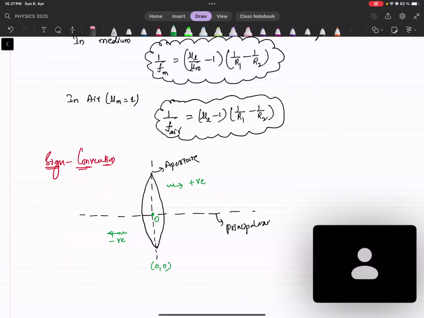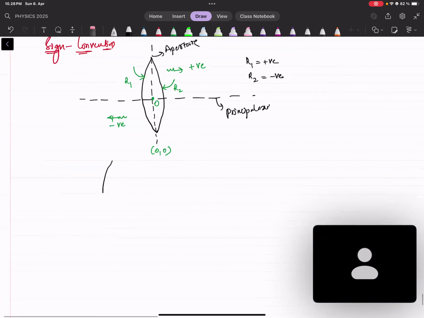Sign convention: principal axis in the direction of light is positive, opposite to the direction of light is negative. This will be the radius of curvature. This is your R1 and the radius of curvature of this one is R2. So by convention here R1 will be positive and R2 will be negative. Clear? Just now I told you, if the curvature is like this, radius of curvature will be taken as positive. If the curvature is like this, radius of curvature is taken as negative.